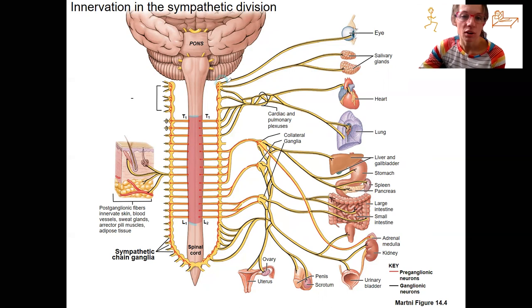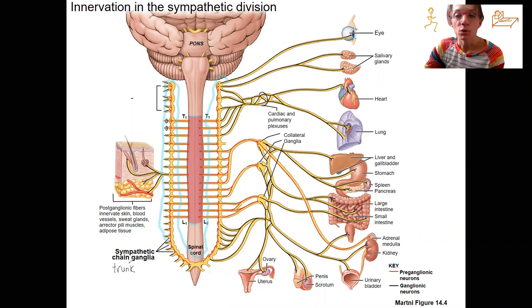Remember that? So here you see this long thing here, actually it's over here as well. This is a chain of ganglia along your trunk. It's called the sympathetic chain ganglia, or trunk. And this is part of the sympathetic nervous system. It's a chain of ganglia close to the spinal cord. And there are a few exceptions we'll get to here.